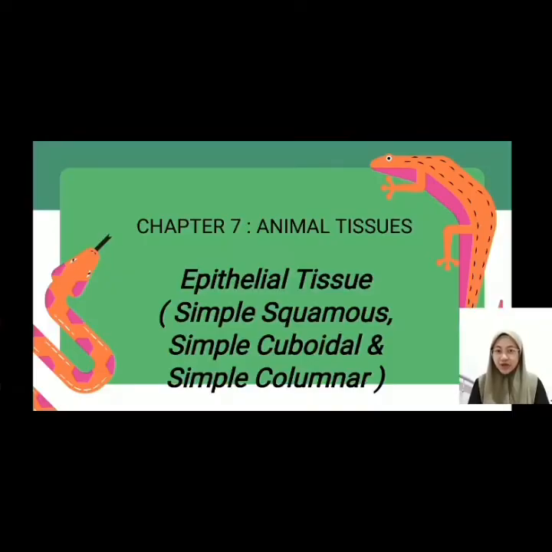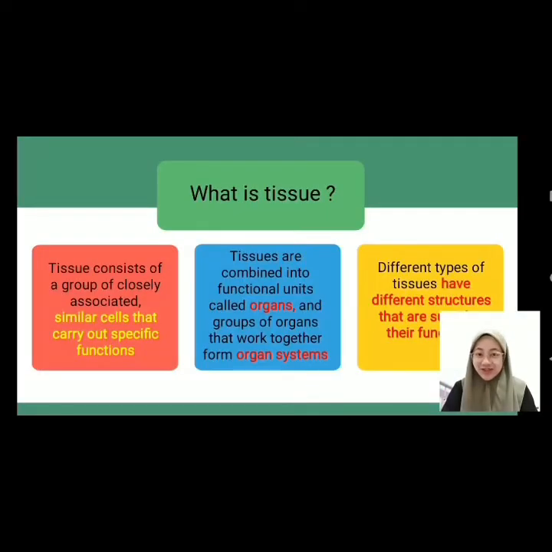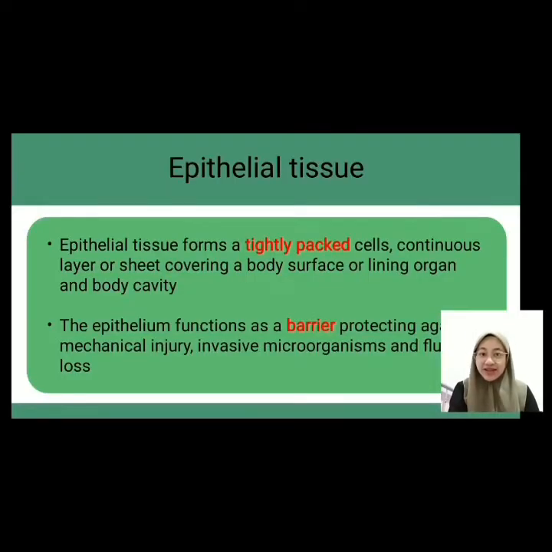And now we are going to talk about chapter 7, which is epithelial tissue: simple squamous, simple cuboidal, and simple columnar. So the first one is, what is tissue? Tissue consists of a group of closely associated similar cells that carry out specific functions. And now we have epithelial tissue.